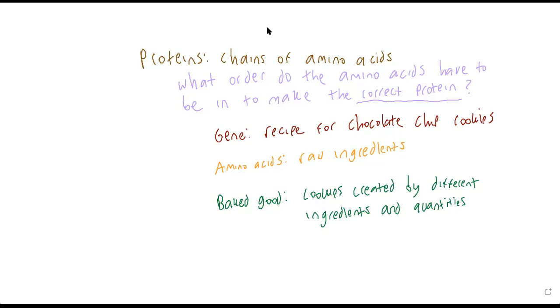The gene is, wait, why did I write baked good? I meant protein. What am I doing? So the protein. All right, yes. Anyways, the gene is located in the DNA. Recall that DNA segregates into chromosomes. Chromosomes have different genes. The amino acids are located in the rough ER. And the protein is made in the rough ER and stored in the Golgi.